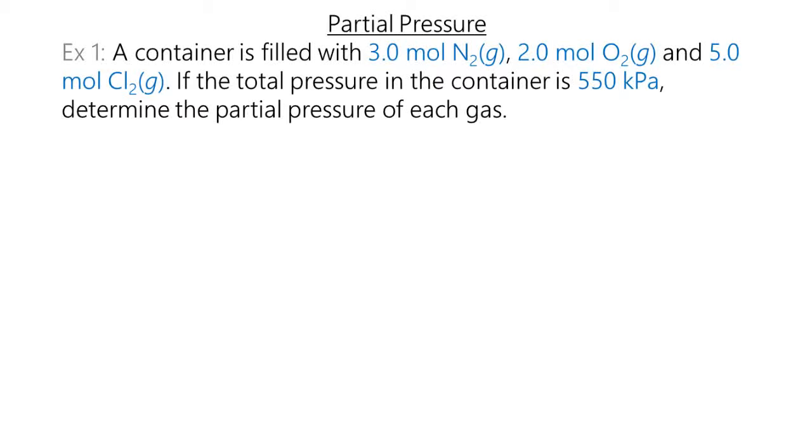A container is filled with 3 moles of nitrogen gas, 2 moles of oxygen gas, and 5 moles of chlorine gas. If the total pressure in the container is 550 kilopascals, determine the partial pressure of each gas.